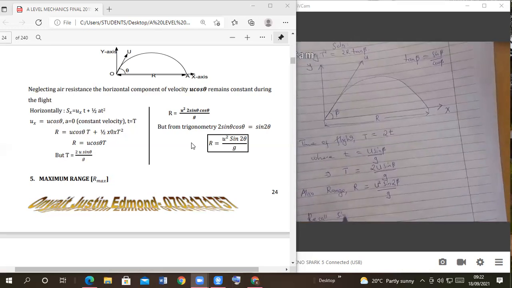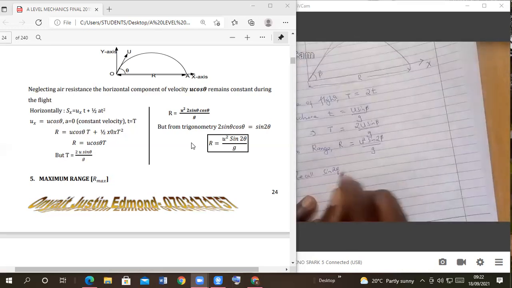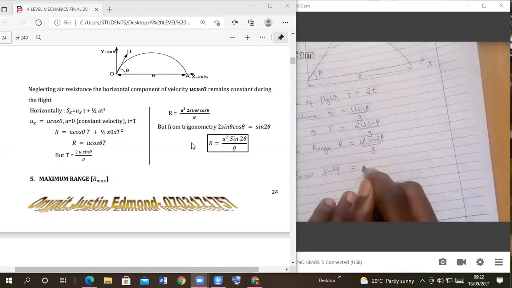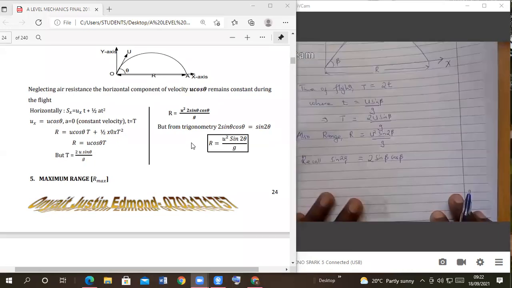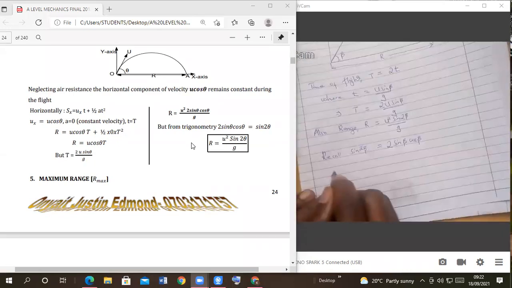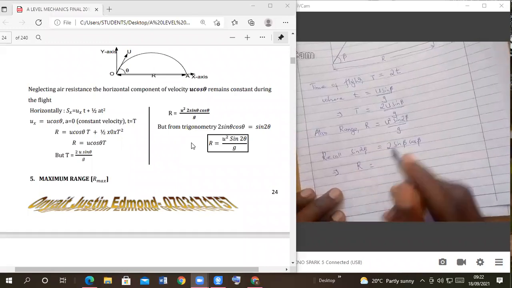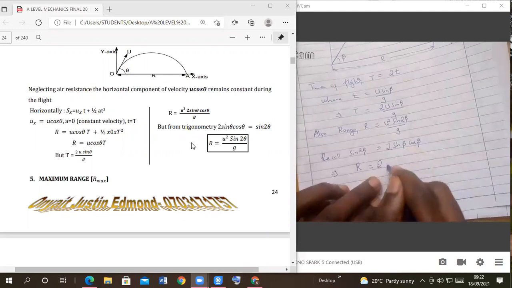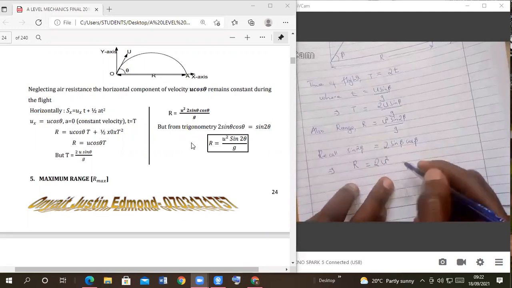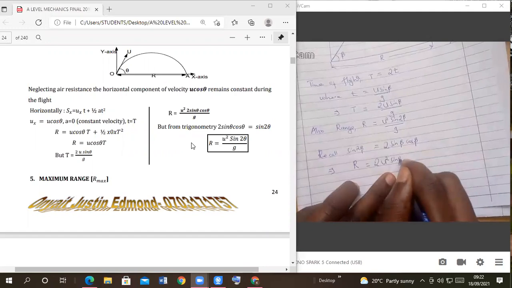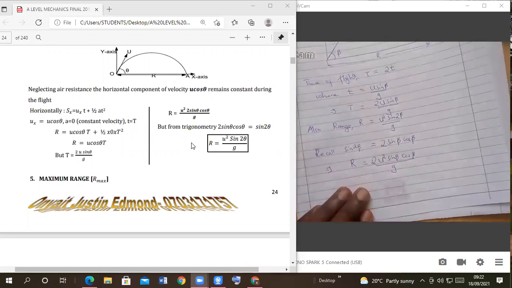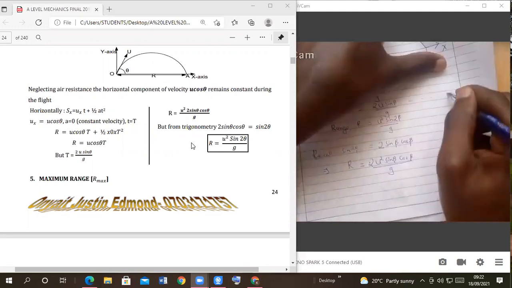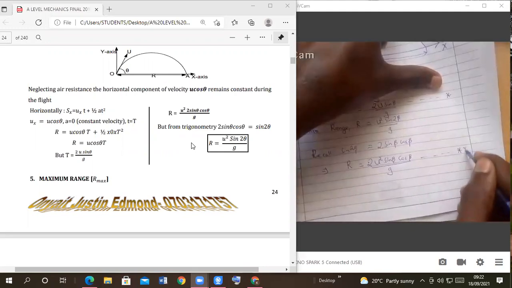So recall sine 2 beta. We said it's the same as, from double angles, 2 sine beta cos beta. So which means now we shall take back our range. Our R will be equal to 2u squared sine beta cos beta over g. Now let's call this one our star 1. Let's call this one our star 2.